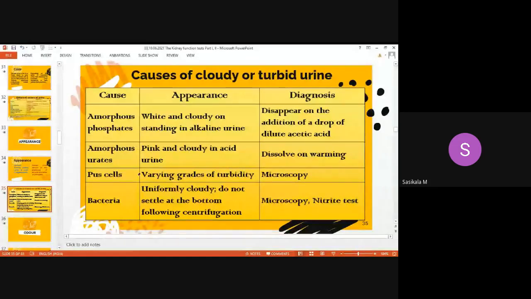Then it dissolves on warming. So that represents amorphous urates present in the urine. Mainly these are all solid substances, so the urine becomes cloudy or turbid.